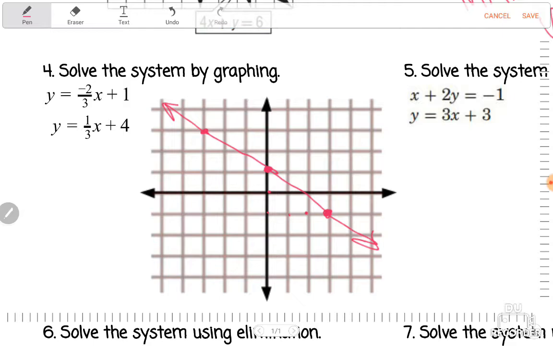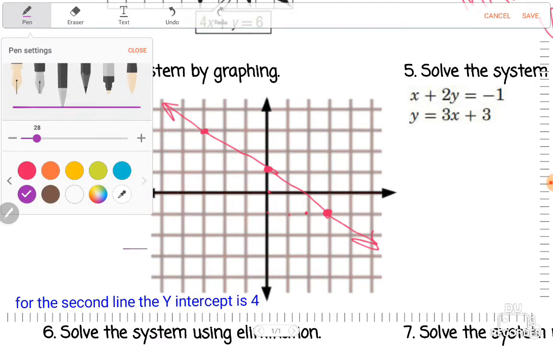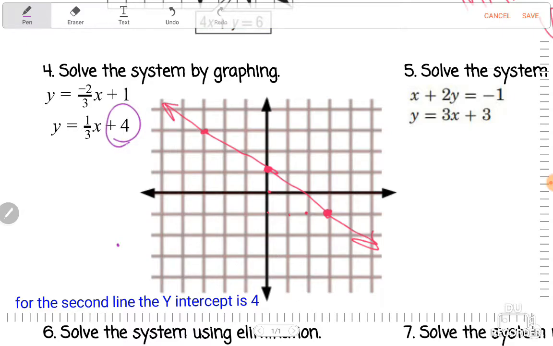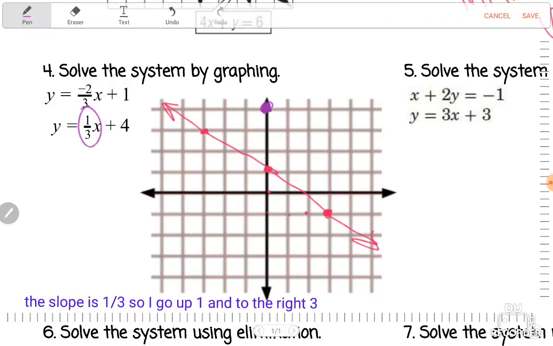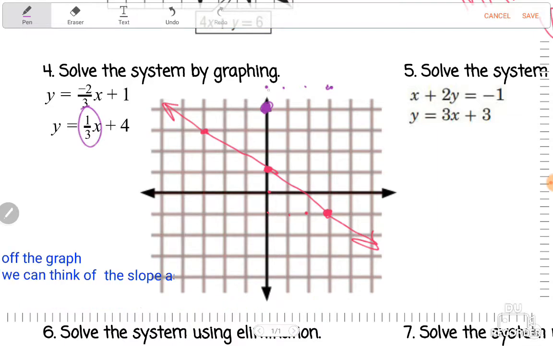You definitely want to use an ID card or something as a straight edge so you have a straight line when you do this. For the second line, the y-intercept is positive 4. So I start my line 1, 2, 3, 4 up here. And then the slope is 1/3. So that means I'm going to go up 1 and then to the right 3, which puts me off the graph. So instead, maybe I want to go backwards.